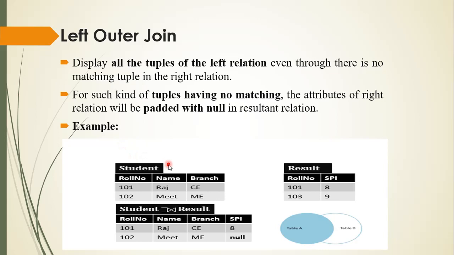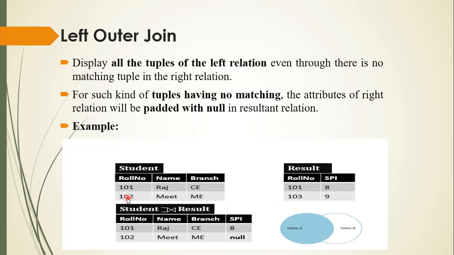So we consider all the tuples of the left relation, or left table. See the example, student and result, the same tables. Now the student symbol is this. So student and result: 101 RAT C with 101 SPI. 101 is the duplicate roll number data, so in this table we only display the SPI. So 101 RAT C 101 8, so 8 is here. That is the first record.